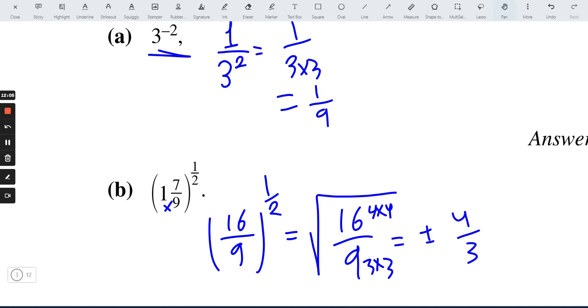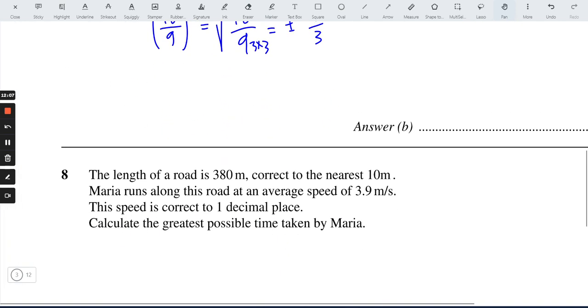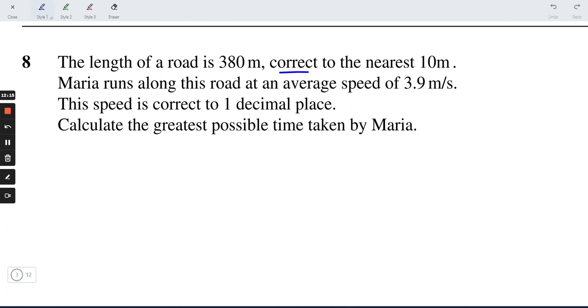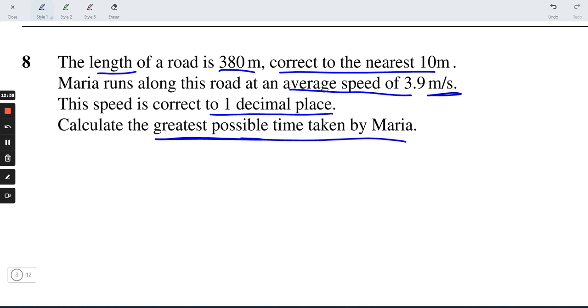Now next question here. Question 8. The length of a road is 380 meters, correct to the nearest 10 meters. Okay, good information here. A length is 380, distance. Maria runs along this road at an average speed. So we have average speed 3.9 meters per second. This speed is correct to 1 decimal place. Okay, so this is not the exact value, because it's rounded. Calculate the greatest possible time taken by Maria. So they need the greatest possible time.